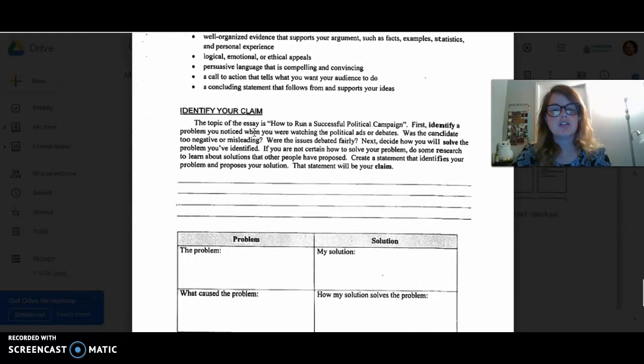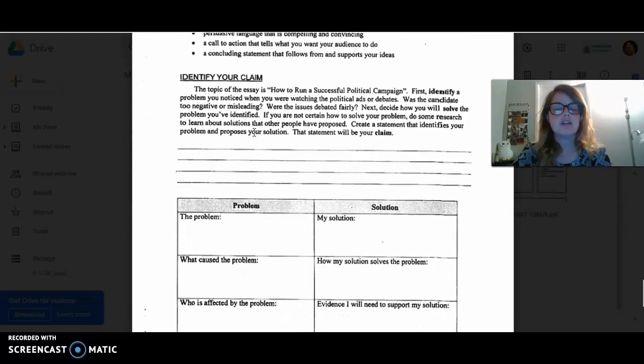So first things first, you want to identify your claim, right? So the topic of the essay is how to run a successful political campaign. So first you have to identify a problem that you noticed when you're watching the political ads or debates. Was the candidate too negative or misleading? Were the debates debated fairly? Next, decide how you will solve the problem you've identified. If you are not certain about how to solve your problem, do some research to see what solutions others have proposed. Create a statement that identifies your problem and proposes your solution. This will be your claim, okay?